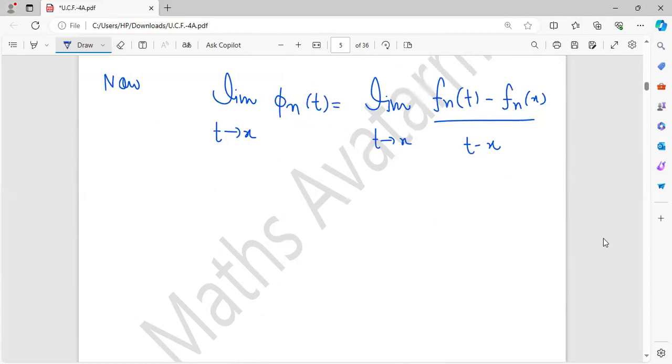The f_n's are differentiable functions. So the limit is f_n dash x, for each n belongs to N.